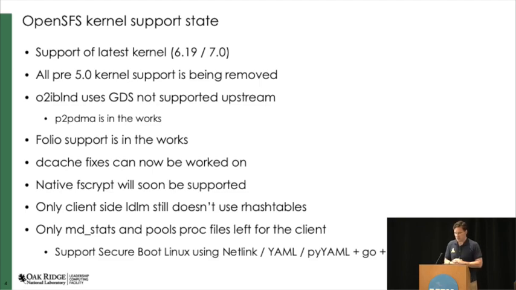So what does the kernel state look like? One of the biggest things you're going to notice is we support the latest kernels. At this time, it was 6.19 and 7.0 kernel work was being done. It's going to land shortly. Same with all the pre-5.0 kernel stuff being removed. It's on the verge. The patches are in review. So that's all the RHEL 7 stuff. There's no more RHEL 7 stuff. It's all gone.